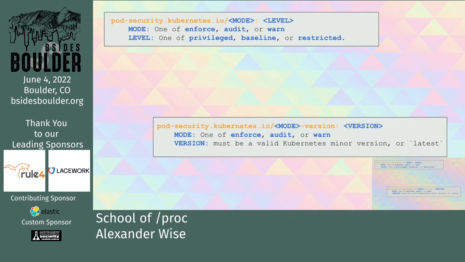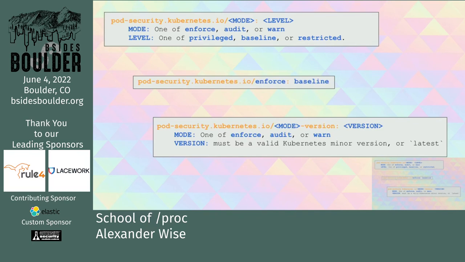So you would say something like podsecurity.kubernetes.io/enforce: baseline. And in that namespace, now every pod that could be scheduled in that namespace must comply with the baseline security standards. So no running as privileged. You'll get rejected. You won't be allowed to run in the cluster there.